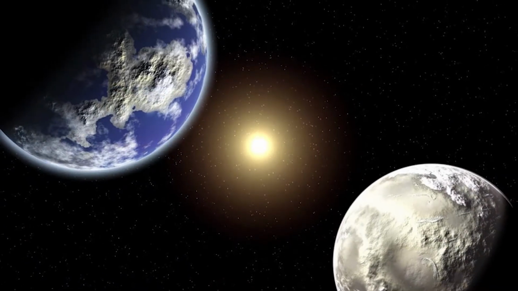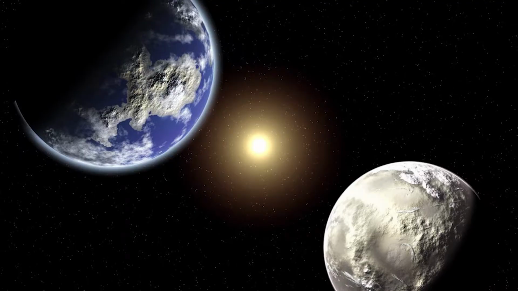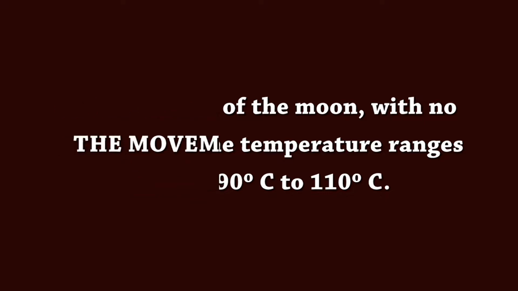Think of the moon, which is about the same distance from the sun that the earth is. Despite that, on the surface of the moon with no atmosphere, the temperature ranges from 190 degrees centigrade to 110 degrees centigrade. The movement of air is known as winds.